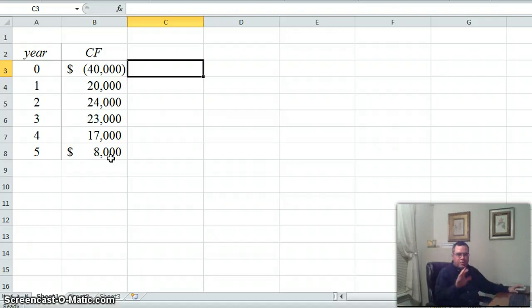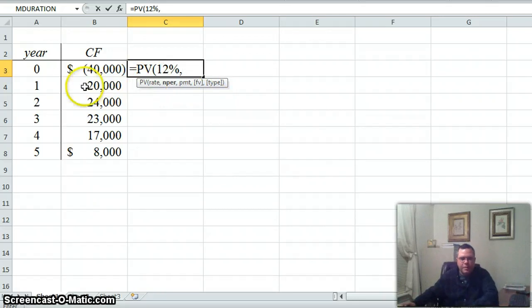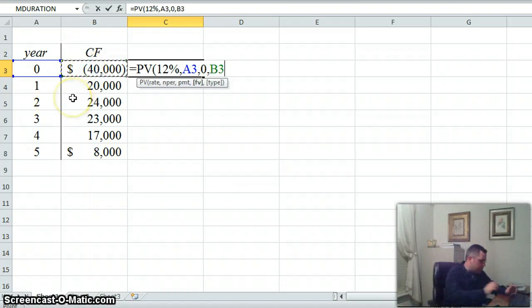But the first step we have to do is convert all these into present values. And so there's a function called present value, and it's got the 5 inputs, and we've done this before. You put your rate in there. Ours is 12%. You put your number of payments in there. That's going to be your left column over here. You put your payment. In our case, that's 0. This is not an annuity. We're just converting one cash flow. And then the last one is your future value, which is the one we want to convert.